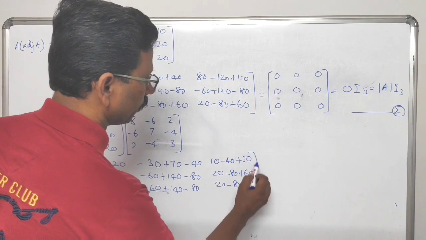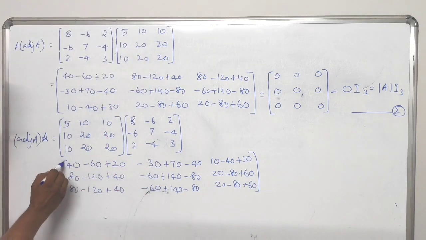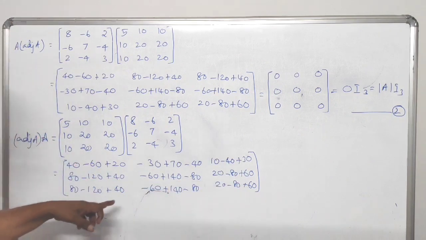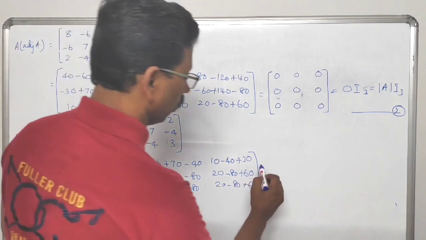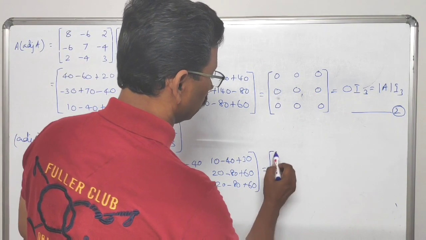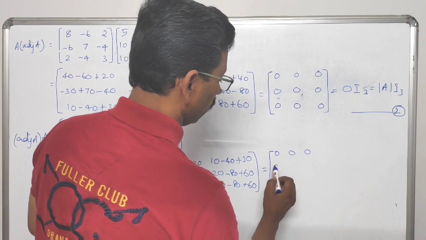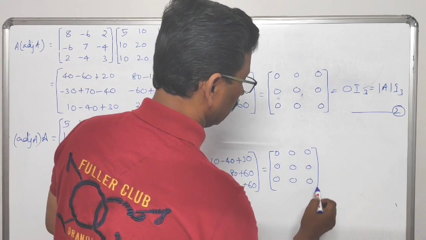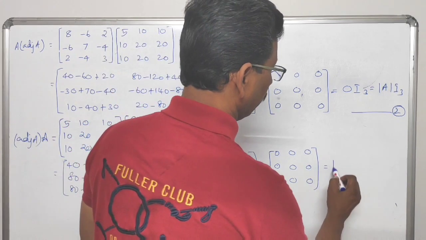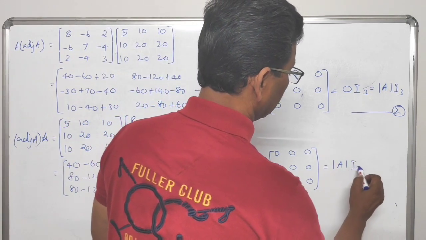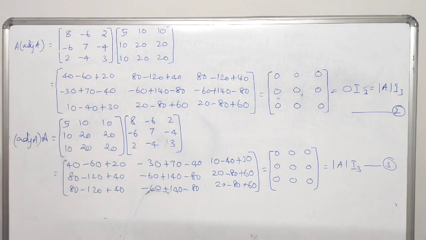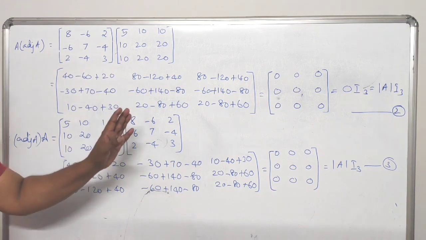Now for this matrix also, look at the sum of each element. Everything equal to 0. Therefore you can write this as 0, 0, 0, 0, 0, 0, 0, 0, 0. Now this is nothing but the value of determinant A into I3. Have it as equation number 3. Now since there is no space, I will rub out equation number 1.